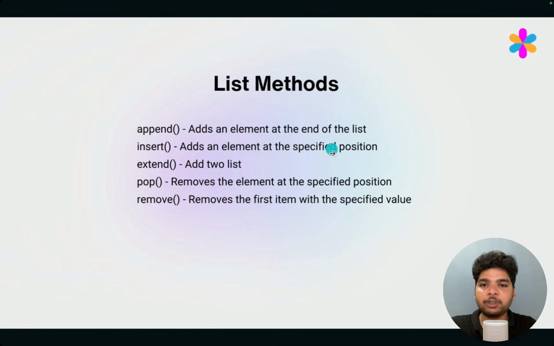Now let's explore some list methods. List methods are very important in Python. These are basically inbuilt functions that help us manipulate our list. The first method is the append method. What does append do? Append adds an element at the end of the list.